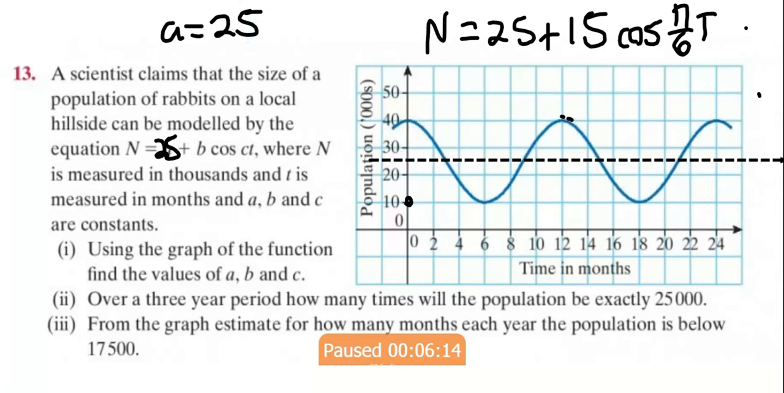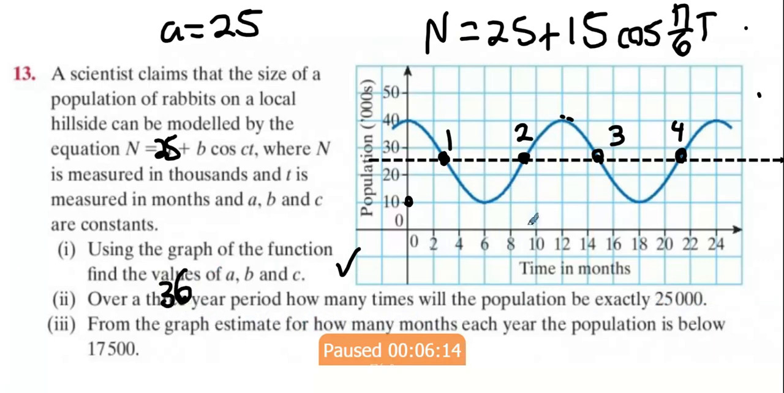Now, what are we going to do next? Over a 3-year period, how many times would the population be exactly 25,000? Well, that's pretty handy. 1, 2, 3, 4. Do you know what? It actually wants this to go all the way to 3 years, which is how many months?